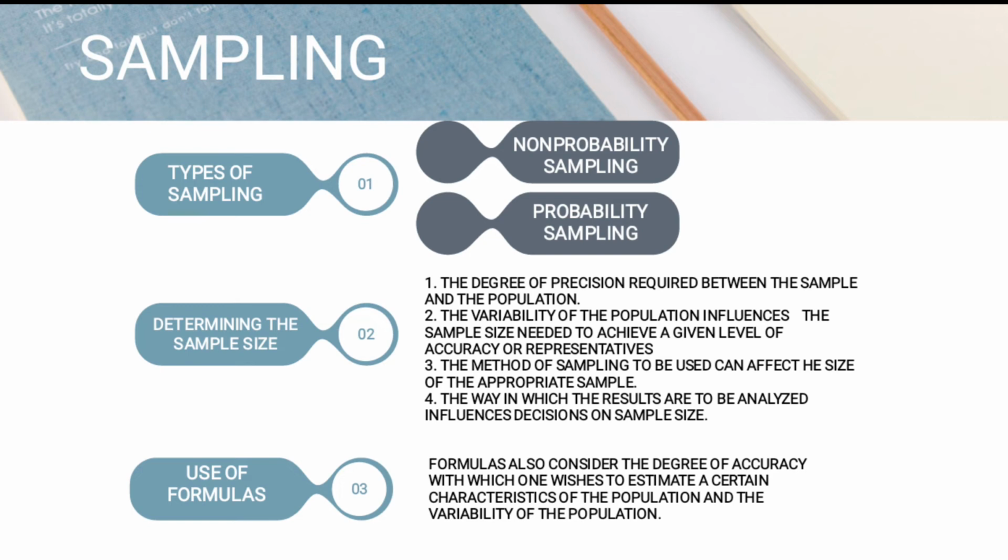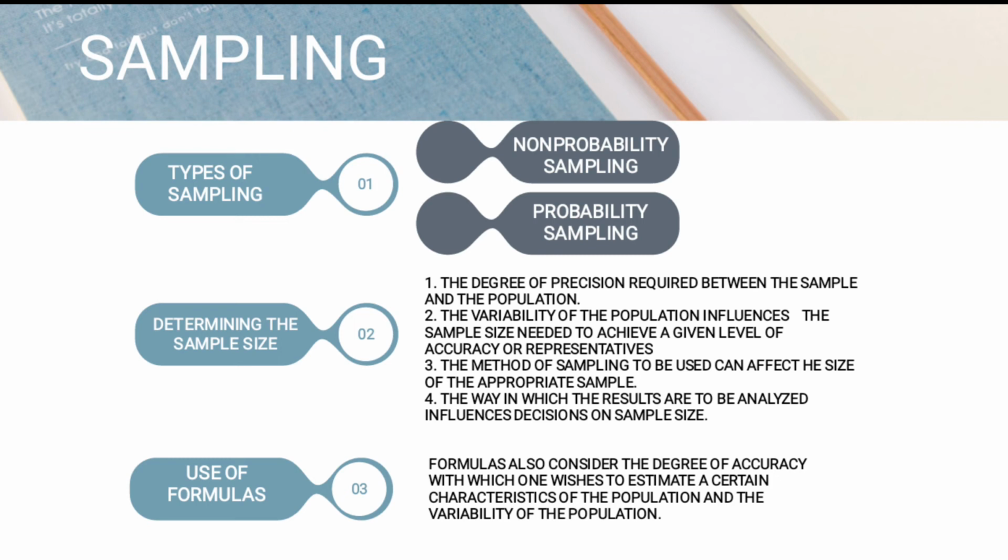In determining the sample size, there are at least four general criteria. First, the degree of precision required between the sample and the population. Second, the variability of the population influences the sample size needed to achieve a given level of accuracy or representativeness. Third, the method of sampling to be used can affect the size of the appropriate sample. And fourth, the way in which the results are to be analyzed influences decisions on sample size.